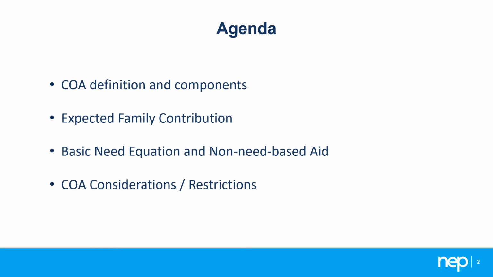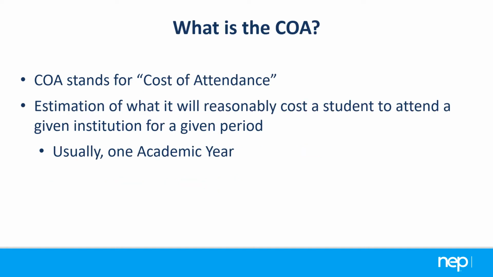Today we will be discussing COA definition and components, expected family contribution, basic need and non-need based aid, COA considerations and restrictions. COA stands for cost of attendance. It is an estimation of what it will reasonably cost a student to attend a given institution for a given period. It's usually one academic year.